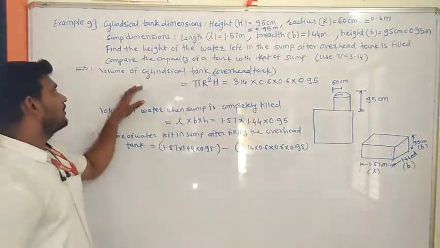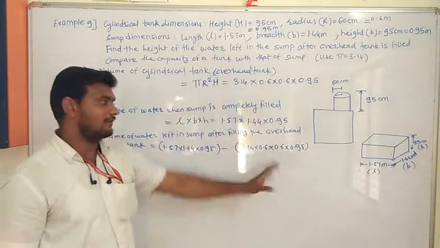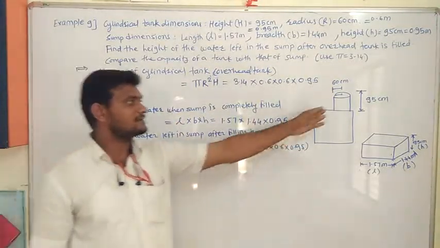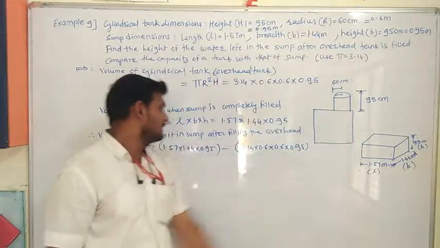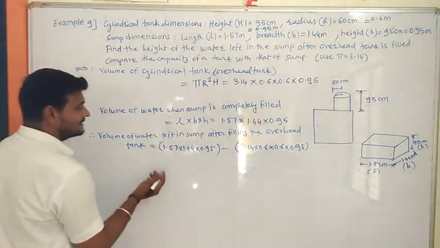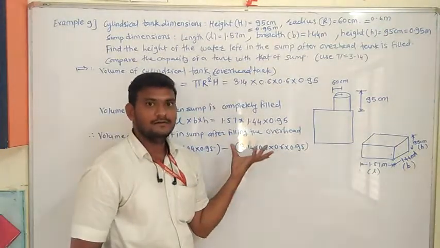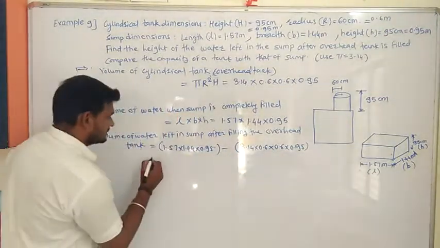Here this is the volume of a cylindrical tank, or overhead tank. We have to subtract it, because this much volume of water is filled in the cylindrical tank only. Therefore we have to subtract it. See here, this subtraction is a little bit larger. We will simplify it. How to simplify it?